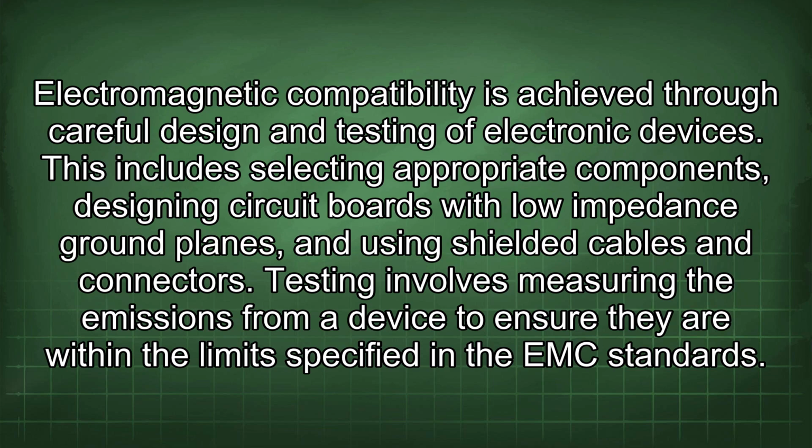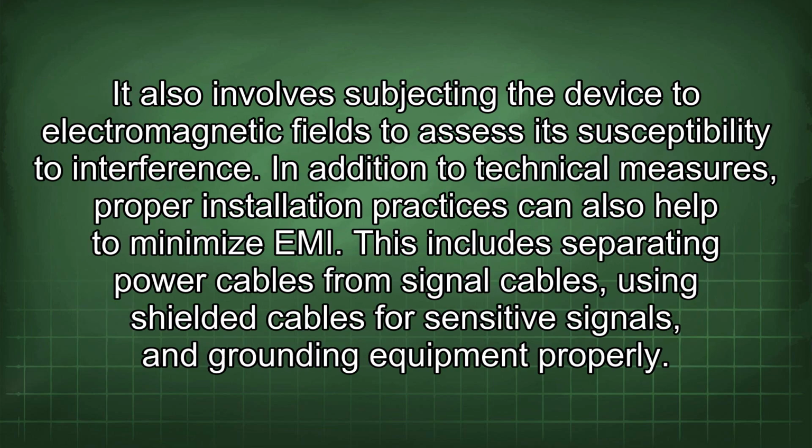Electromagnetic compatibility is achieved through careful design and testing of electronic devices. This includes selecting appropriate components, designing circuit boards with low impedance ground planes, and using shielded cables and connectors. Testing involves measuring the emissions from a device to ensure they are within the limits specified in the EMC standards. It also involves subjecting the device to electromagnetic fields to assess its susceptibility to interference.